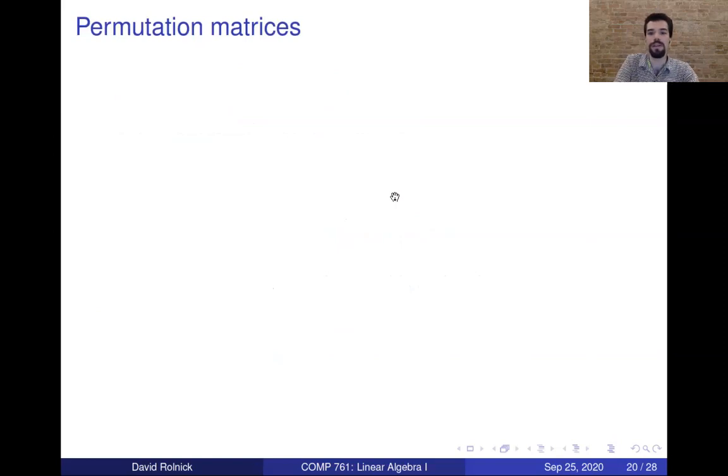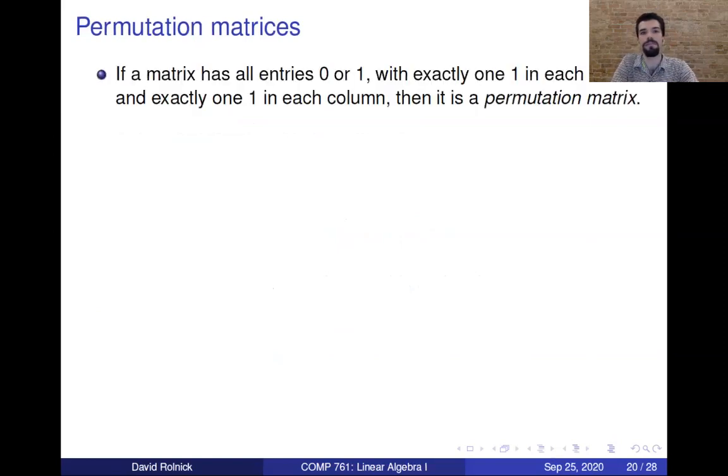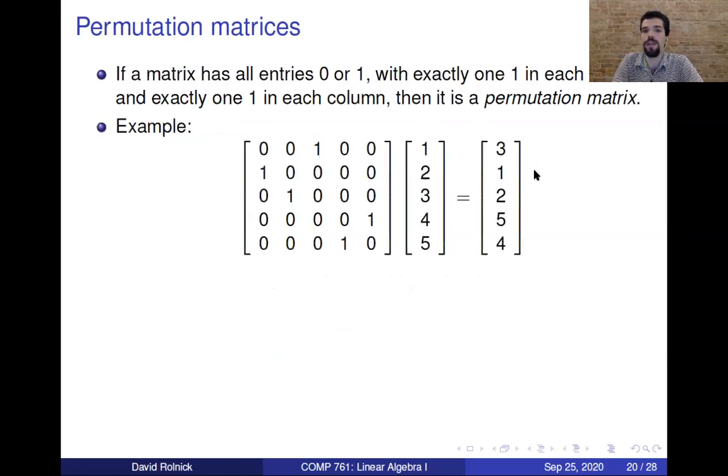Okay, so let's look at a special kind of matrix, the permutation matrix. If a matrix has all entries 0 or 1, with exactly one 1 in each row and exactly one 1 in each column, then it is a permutation matrix. Why is this called a permutation matrix?